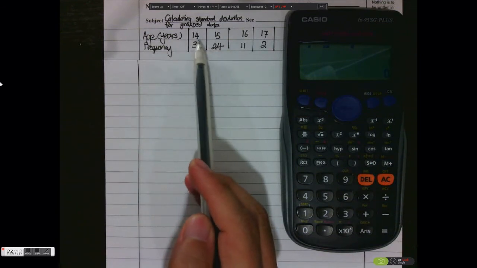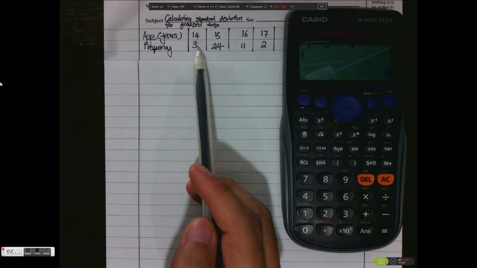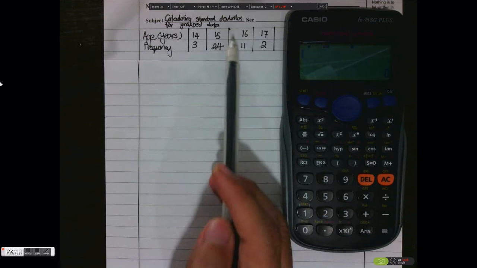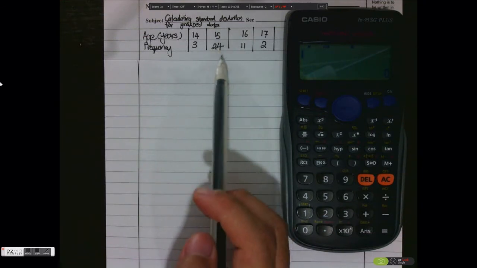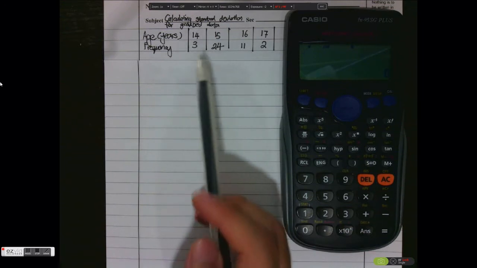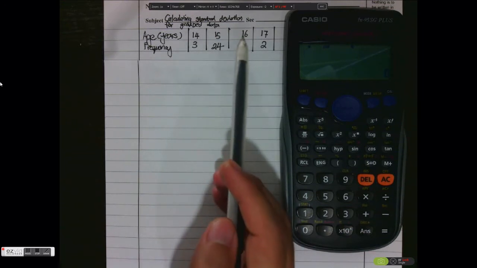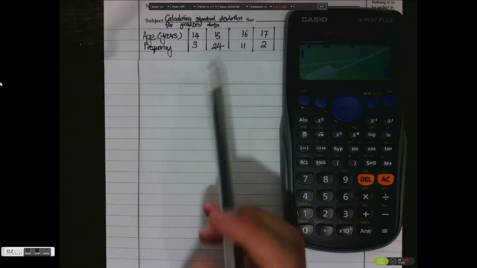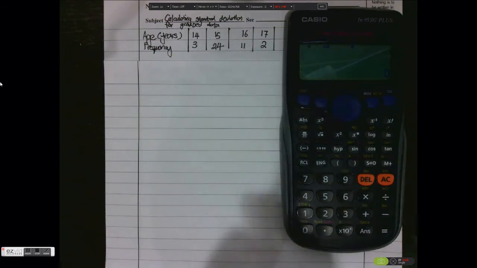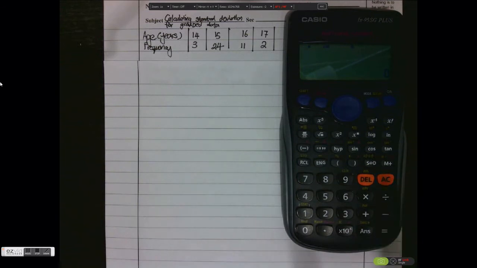So children with their age 14 years for a certain group, there are 3 of them. So 14 occurs 3 times: 14, 14, 14. For 15-year-olds, there are 24 of them, so 15 will occur 24 times. 16 will occur 11 times, and 17 just occurs twice. There are 2 teens who are 17 years old. So that is the brief idea behind a table that shows group data.